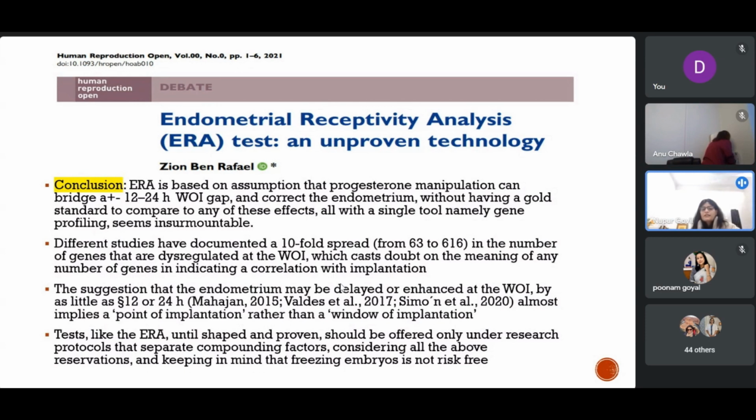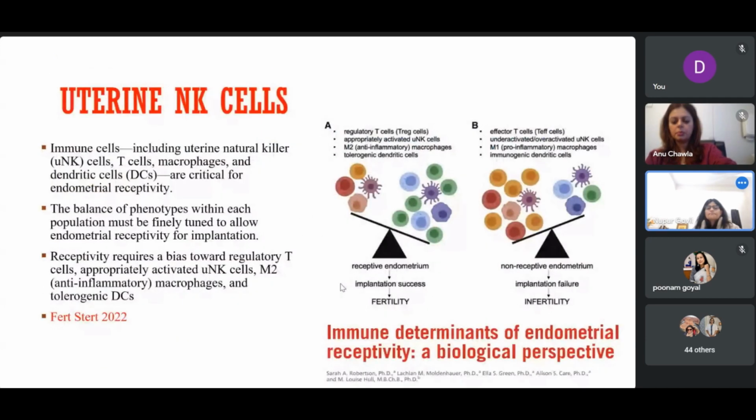So tests like ERA, until validated and proven, should be offered only under research protocols, so that compounding factors are separated, considering all the above reservations and keeping in mind that freezing embryos is not risk-free. So it is very important that in case we are doing ERA, the patient should be appropriately counseled and informed that it can be done only in a research setting.